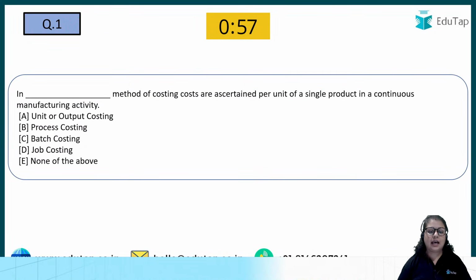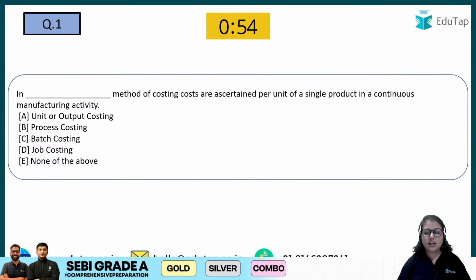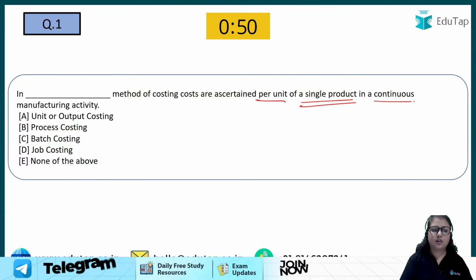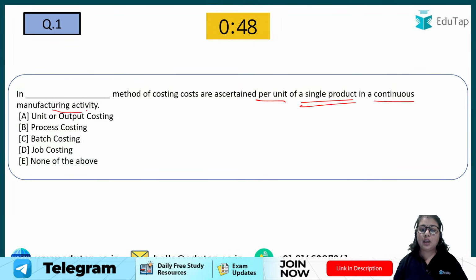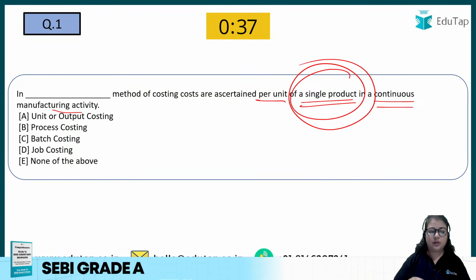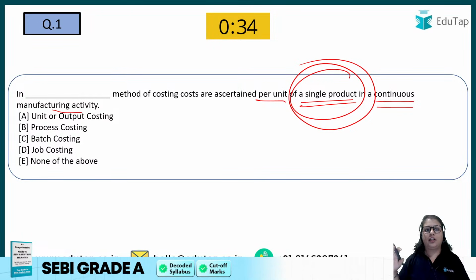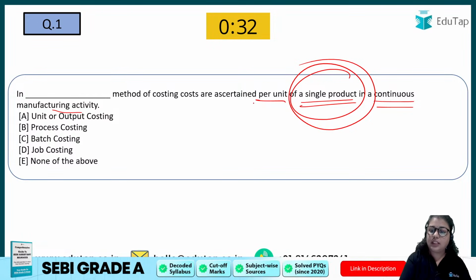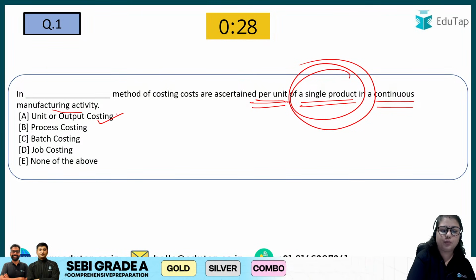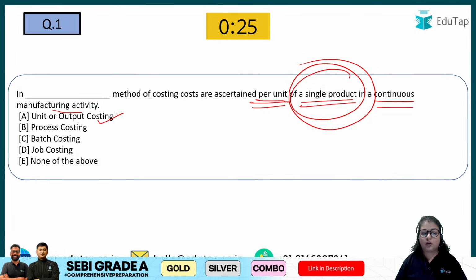In dash method of costing, costs are ascertained per unit of a single product in a continuous manufacturing activity. So we are here trying to ascertain the cost of a single product, and the manufacturing here is also continuous. That means there is no obstacle between any process. Our manufacturing goes on and on. So when we have to find out the cost per unit of a single product, then we'll do unit and output costing.